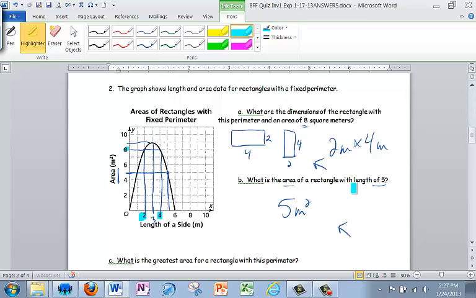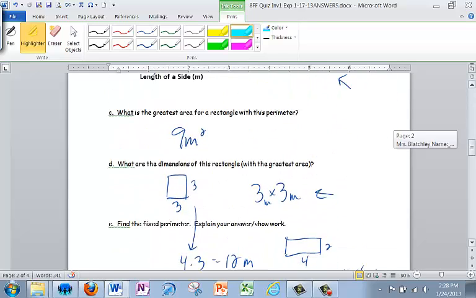What's the area of the rectangle with length 5? So length 5 is here. Follow it up until you get to the parabola and go over to get an area of 5. Now some of you, I realize, found that was a 5 and were thinking this was width, so you did 5 times 5 and got 25. But that's not the case. This is the area, so the area is 5 meters squared. Again, friends, don't forget your units on all these. A lot of you did.